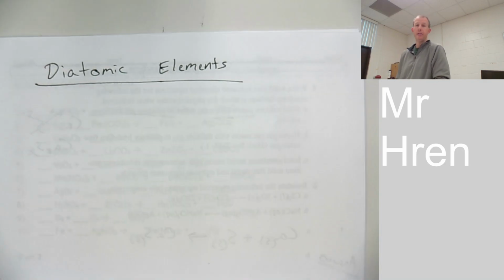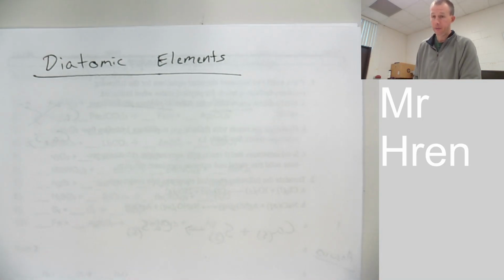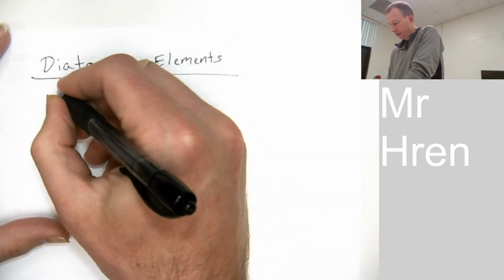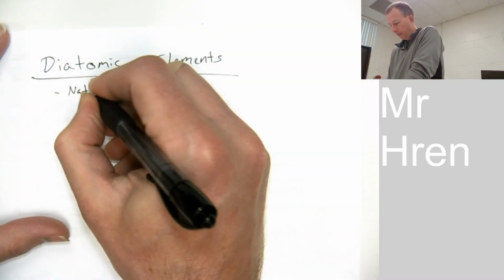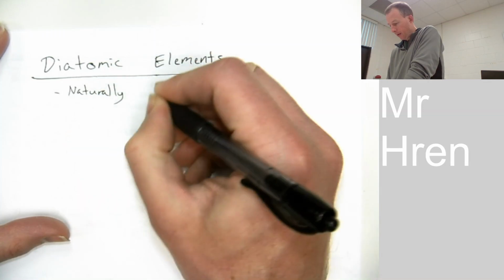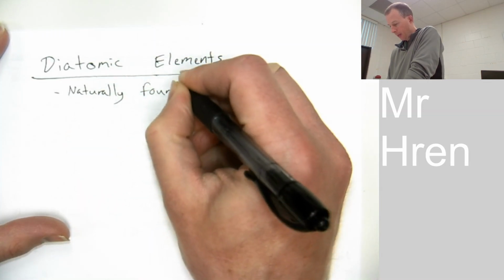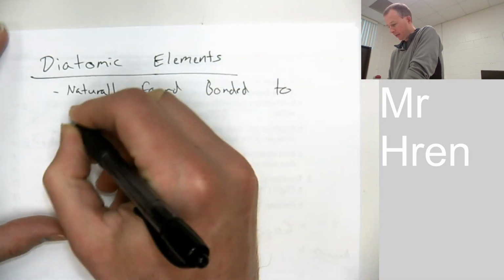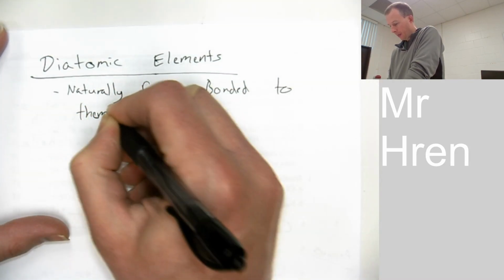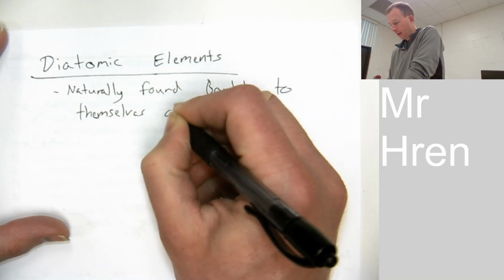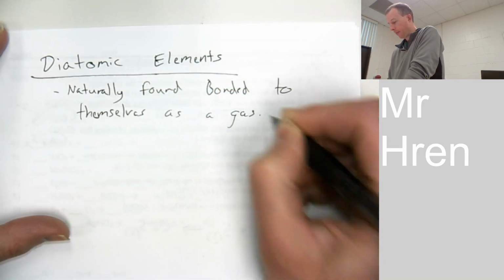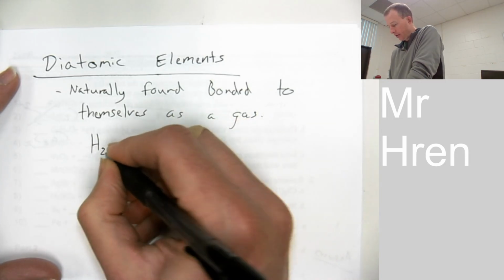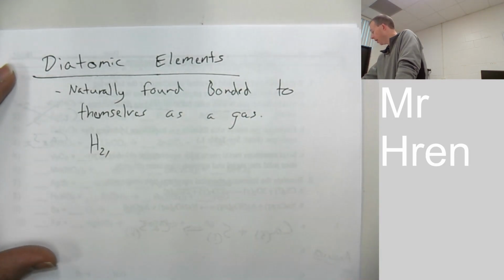All right. So you should watch this hopefully. Diatomic elements are naturally found bonded to themselves as a gas. So that's H, so that's H2.